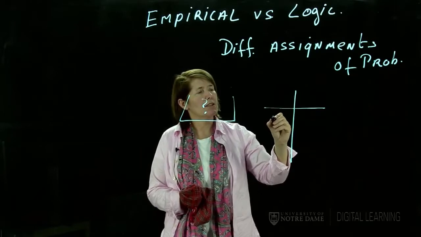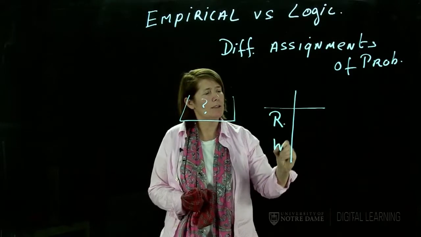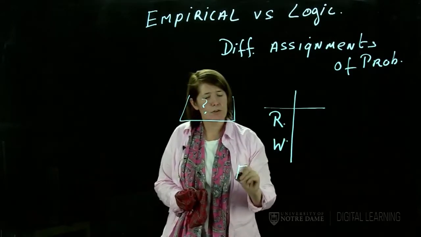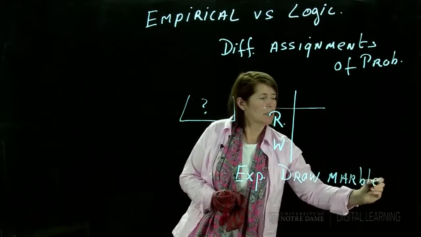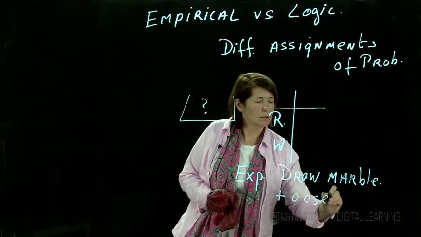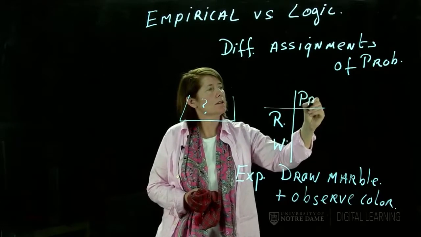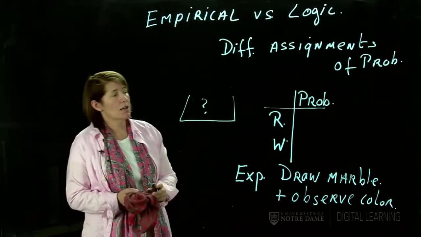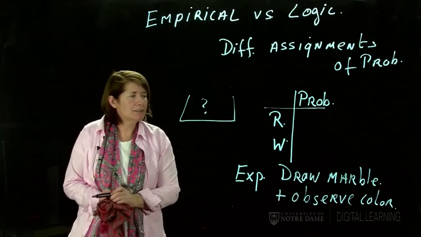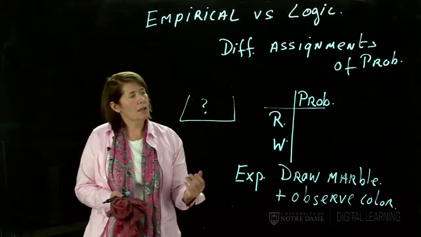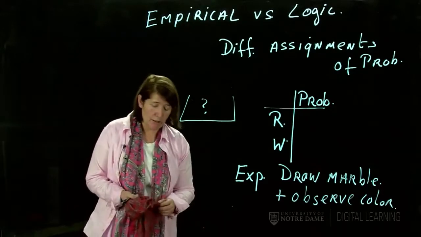So the sample space for our experiment: some of these marbles are red and some of these marbles are white. And my experiment is to draw a marble from the bag and observe the color. I have two possible outcomes, and I'm going to assign probabilities based on empirical evidence. So I'm going to repeat this experiment 10 times, and I will assign to each of these a probability equal to the proportion of times that I see that color.